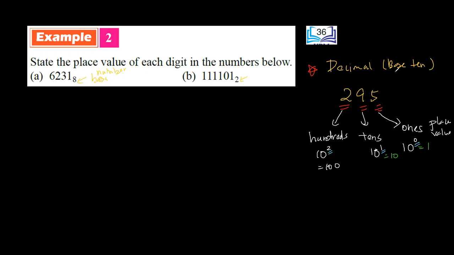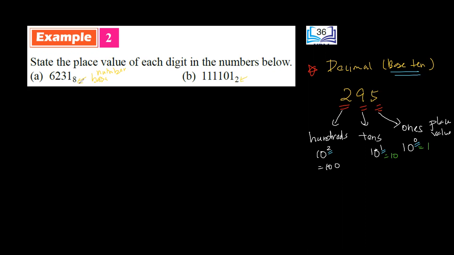So this is for the decimal base 10 system. The lowest place value is ones, and then tens, and then hundreds. Then how about base 8? Question A is base 8. In base 8, we don't call them ones, tens, hundreds, because when we say ones it means 1. When we say tens it means 1, 0. Hundreds means 100. The value itself is 100.